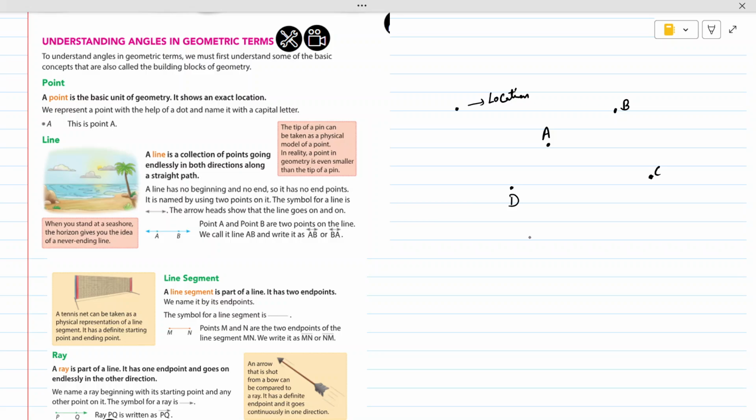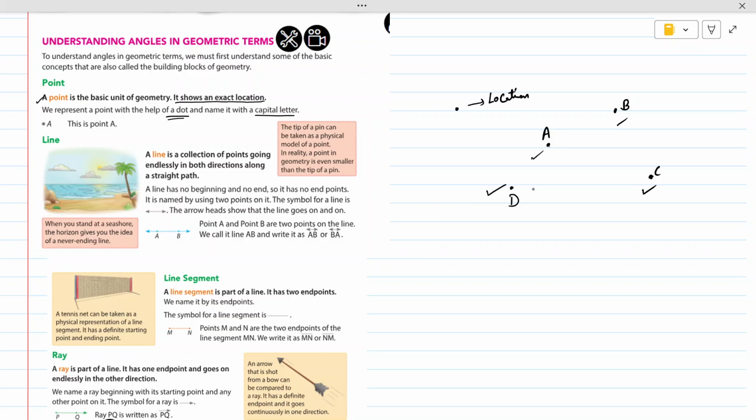Now if I ask you to locate the point D, we know where D is. Locate the point C, we know where C is. A, B, now we know all the points. And these points generally tell us the location of anything. We have seen in Google Maps also, whenever we have to find a location, it gives us a symbol, and the most precise symbol is always a dot, right? So a dot helps us find a particular location. It shows the exact location, and we name it with a capital letter and represent it with the help of a dot, right?